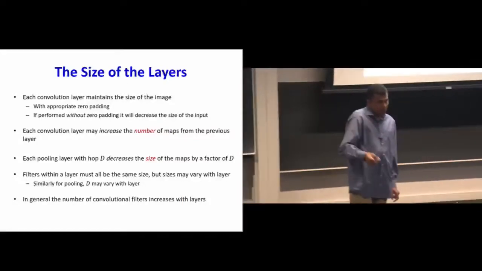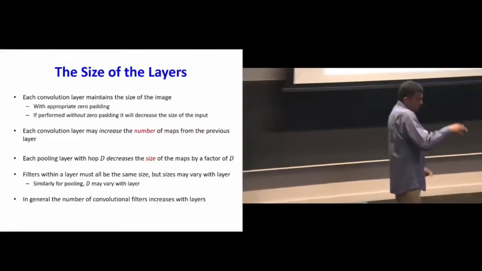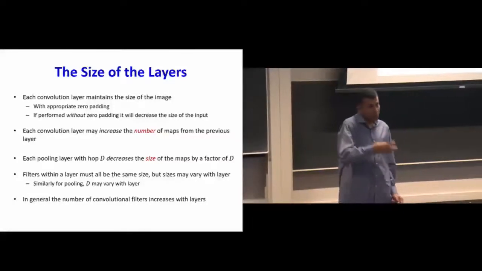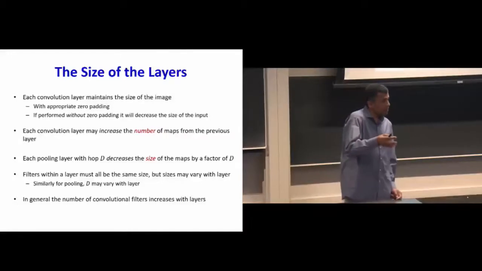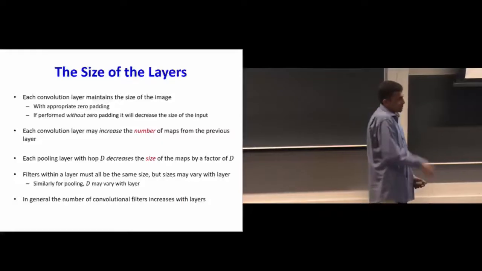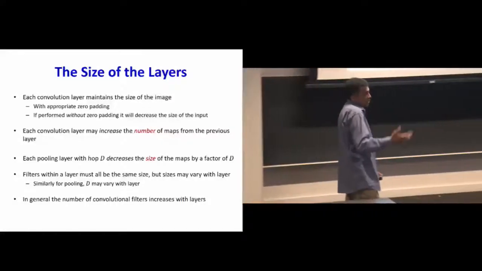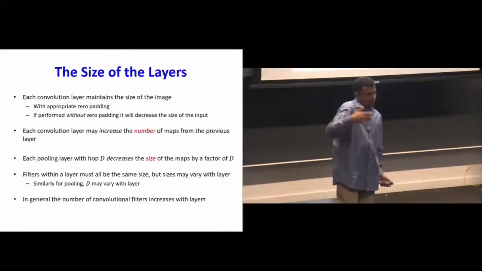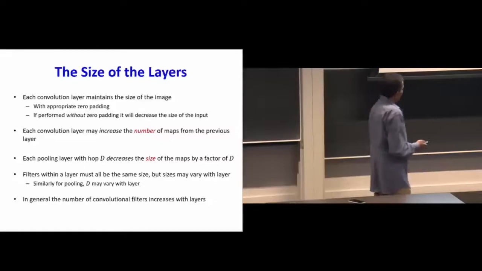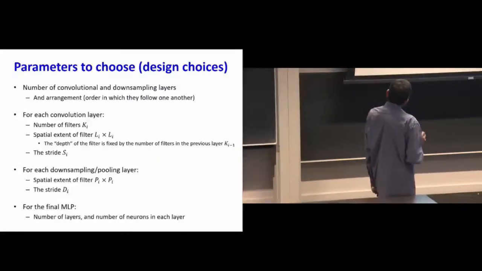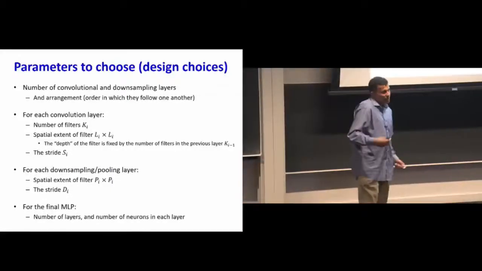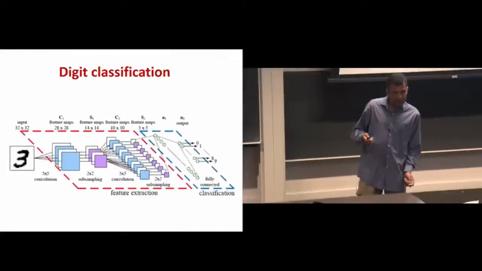As you go through the layers, because as you keep downsampling, the size of the maps keeps shrinking, but the number of maps keeps increasing. And typically, it's popular to make each layer some power of 2 deeper than the previous layer, which means that if the first layer has 4 filters, you like to have 8 or 16 filters in the next layer, 32 or 64 filters in the next layer, and so on. You like to increase the filters in terms of powers of 2. And for the final MLP, you have to decide how many layers and the number of neurons in each layer. The numbers are on the slides, partly.